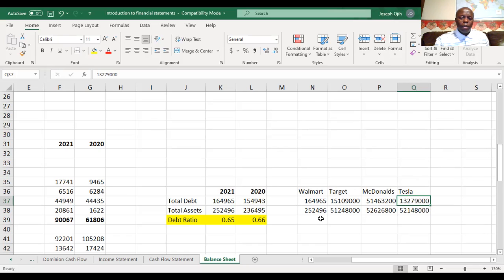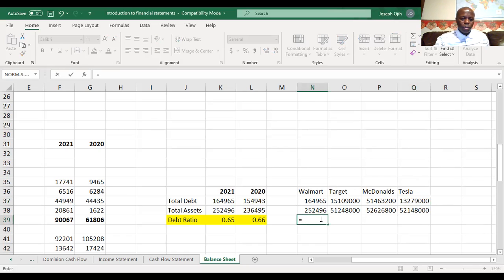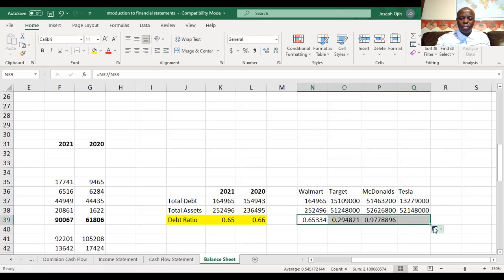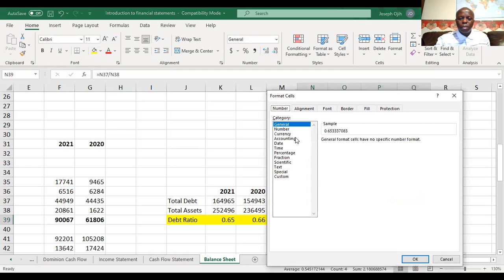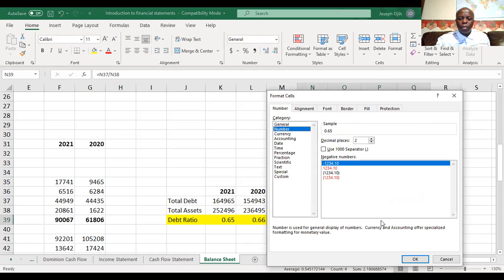Now our debt ratio, again, is total debt divided by total assets. This is for Walmart. We have it already from before, so we can copy the formula and calculate the rest. Then we highlight it and format the cells to the same decimal places.